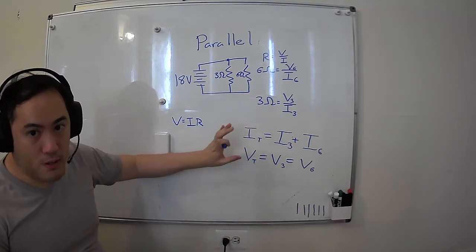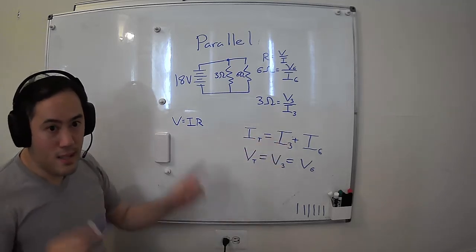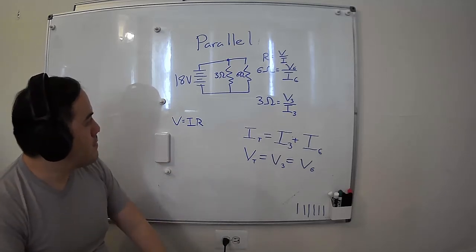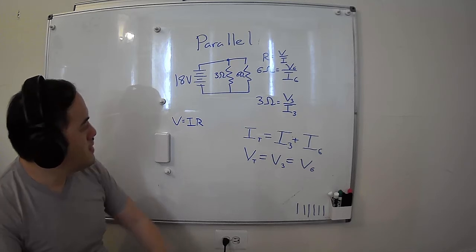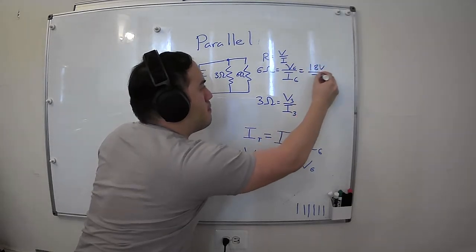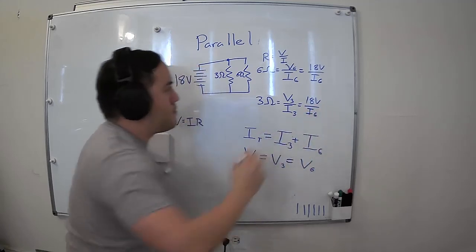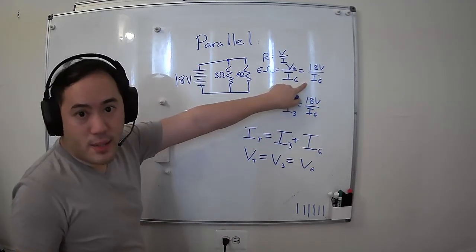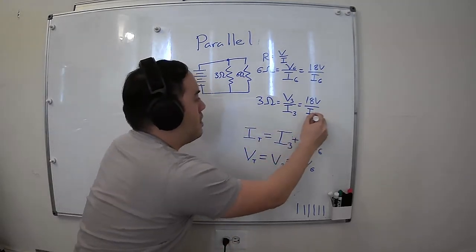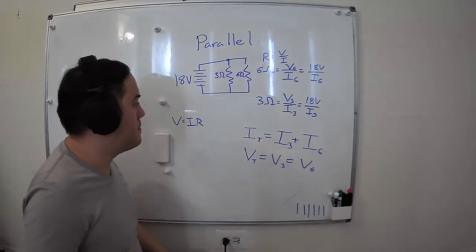For parallel, the rules are reversed. The voltages are the same, the currents are split. In series, the currents are the same, the voltages are split. So we can solve. It's a little easier actually. I6 is 3 amps. No, sorry. Yes, I was right. I6 is 3 amps. I3 is 6 amps.